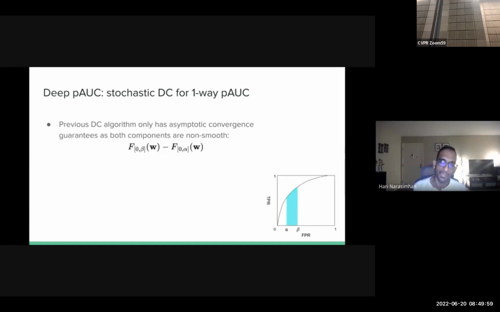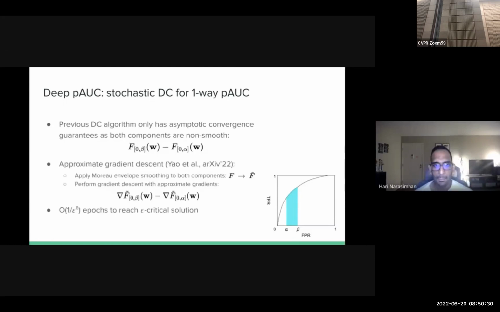However, the algorithm that they proposed for the difference of convex optimization only has asymptotic convergence guarantees. The reason for this is that both the components in the objective, the difference of convex objective, are non-smooth in the model parameters. Note that each of these components involve a ranking of negatives and therefore they're non-smooth. And as a result, the optimization algorithm that was earlier proposed has only asymptotic convergence.